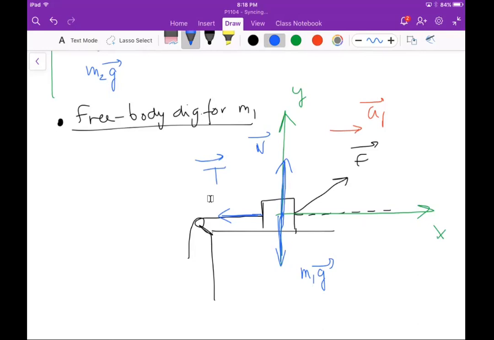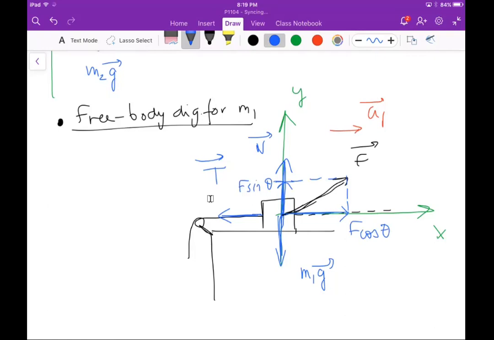So we end up with this first component, which is F cosine theta. And its projection along the Y axis would be F sine theta. Okay, so we have many forces acting on the block M1 in this case.